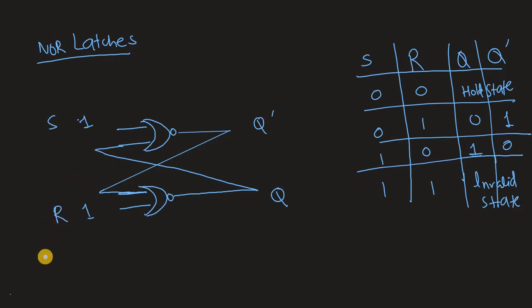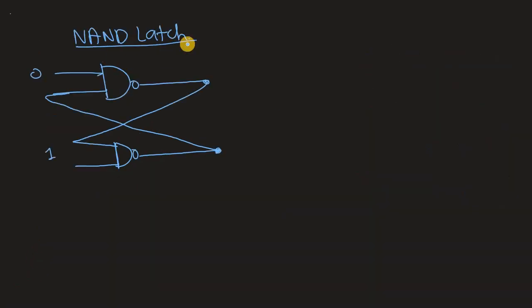Let's move on to the NAND latch now. Okay, for the NAND latch, this is how it's going to look, and the concept is the same. We just replace the OR gate with the NAND gate. Okay, now the output is connected to the input and the output is connected to the input, so the concept is pretty much the same.